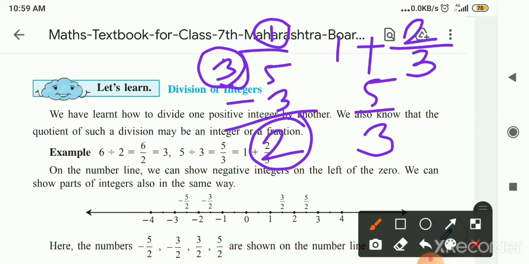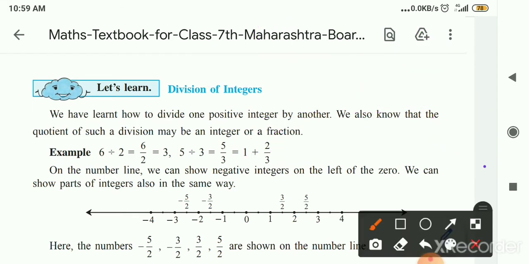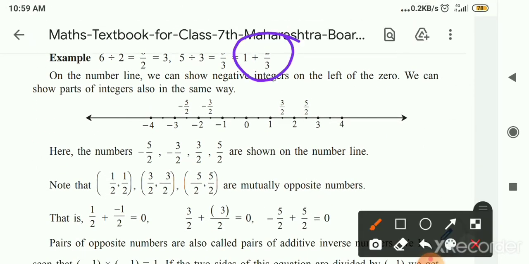And another method I told you: 5 upon 3. Here we have to do 3 1s are 3. What remains? 2 remains. That 2 we write above the fraction, the remainder is divided by the 3, and whichever is the quotient we write in front. I taught you the conversion of fractions into mixed fractions and mixed fractions into fractions.